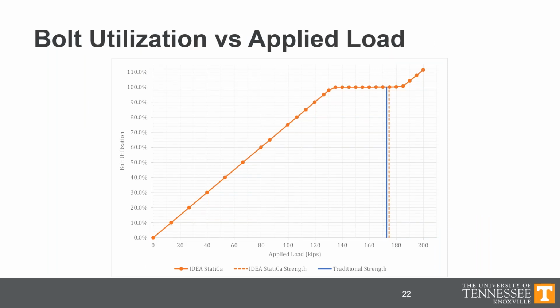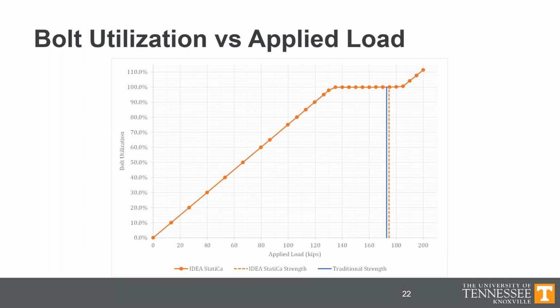The bolt utilization percentage does not increase linearly with applied load. The relationship which I show here between applied load and bolt utilization is somewhat strange, starting with a linear increase followed by a plateau and then followed by another linear increase. The plateau occurs right at about 100% utilization, and it's most of the way through the plateau that IDEA StatiCa indicates with a red X that the connection is overstressed. Note that the load at which IDEA StatiCa says fails the member is actually pretty darn close to the strength from the traditional calculations.